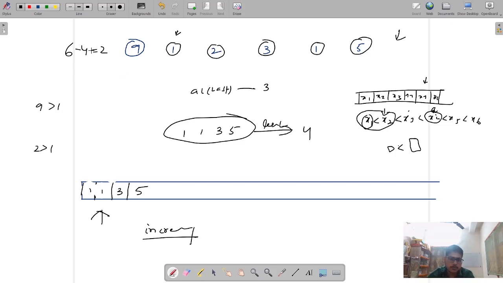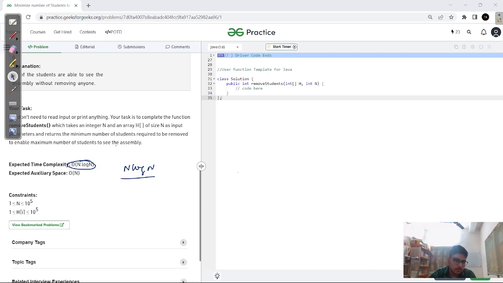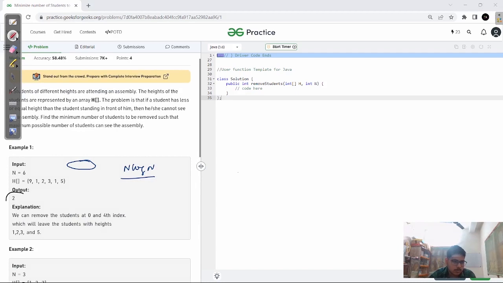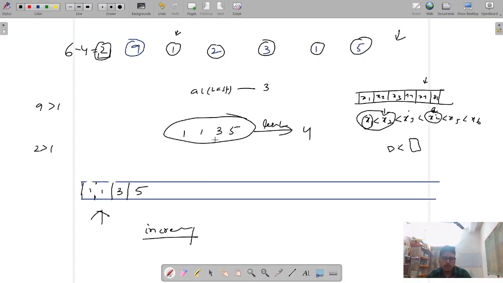So 6 minus 4 is 2. What I am doing is subtraction. I got the maximum subsequence, so if I subtract, I get the minimum number of people to remove, which is 2. And 2 is actually my answer. You can see here, 2 is my answer.